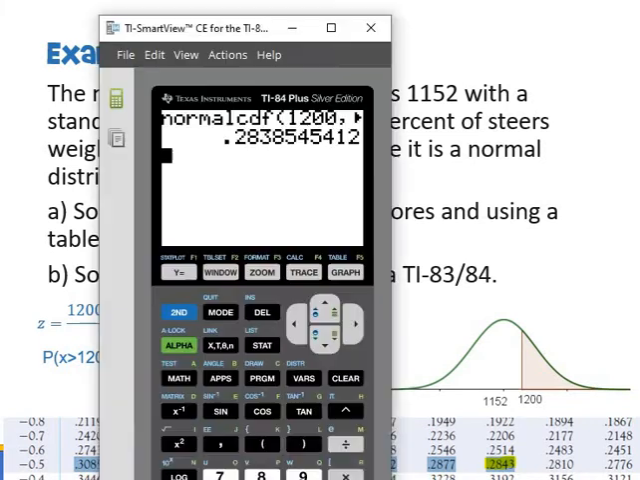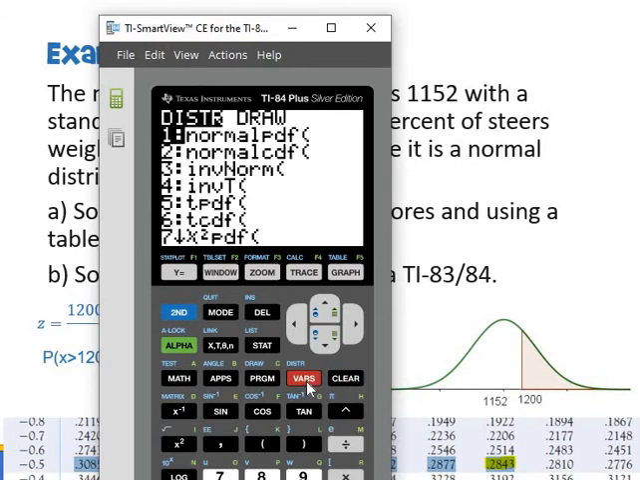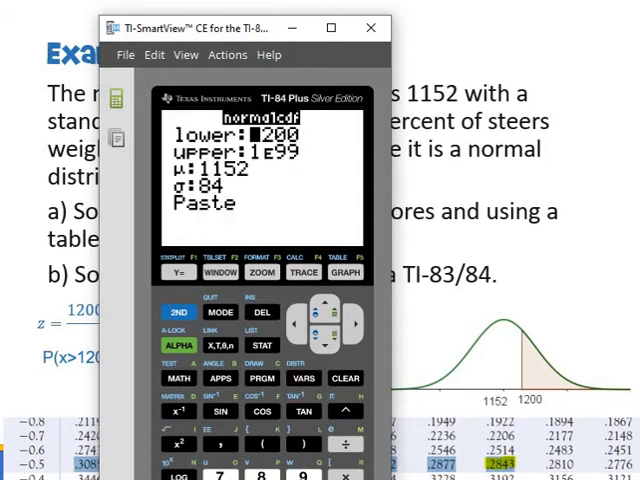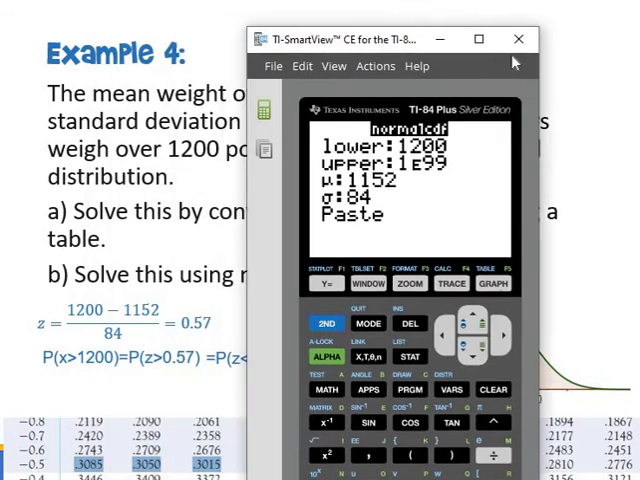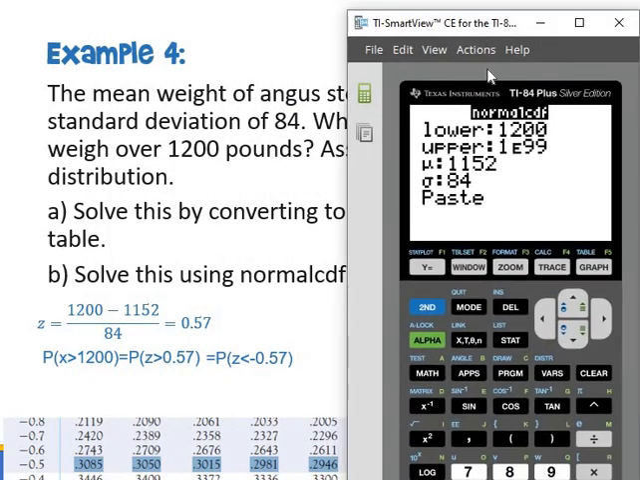Now I'm going to use normal CDF, which I've already done before. I was working this problem before the video, but you do second and the variables button and choose number 2 to do the normal CDF. I've already got the numbers entered in, but if you get the menu, it tells you the order. If you don't get the menu, you do the lower, comma, upper, comma, mu, comma, sigma. I'll show you on the screen in a minute. When you get the menu, it reminds you of the order: lower bound, upper bound, mu, and sigma.